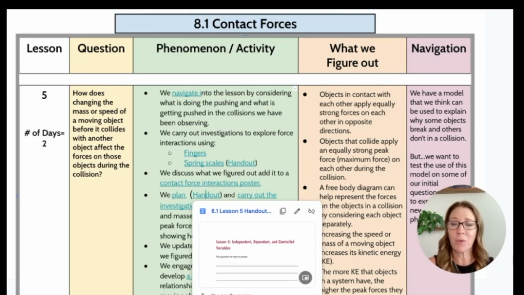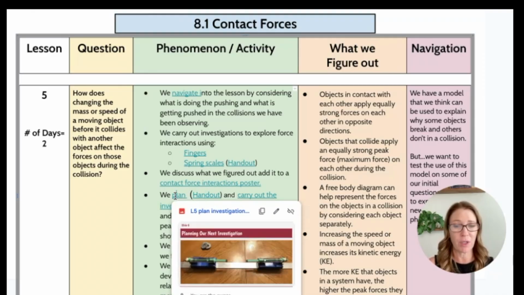Here is the handout. You've probably seen this one before. It's where we name the independent, dependent, and controlled variables. And actually, we're going to talk about this setup right here. So you can see there's a metal track. It's taped to the tabletop.